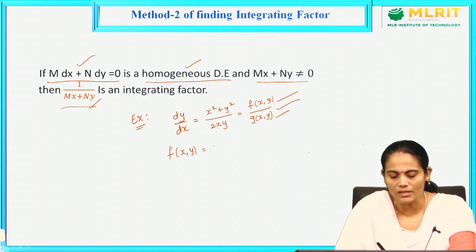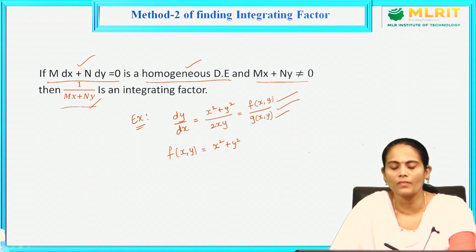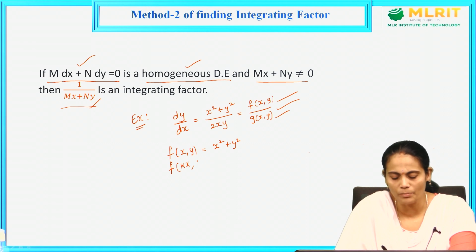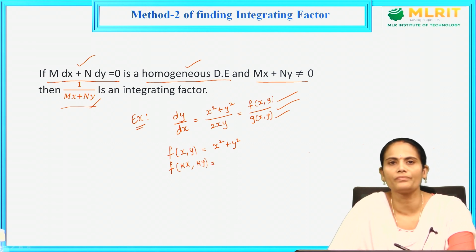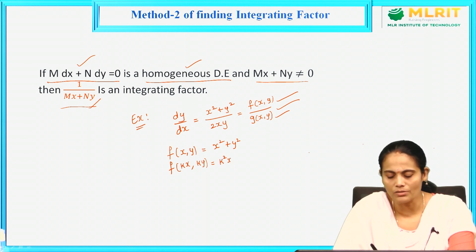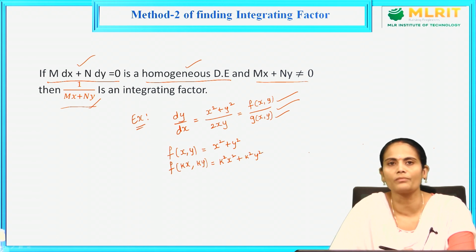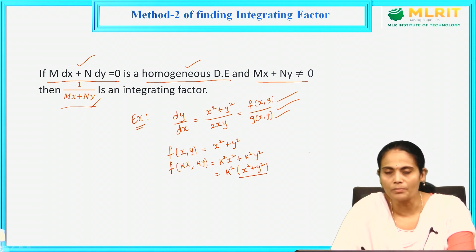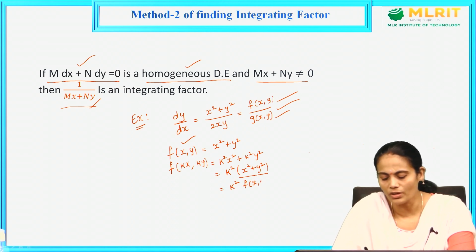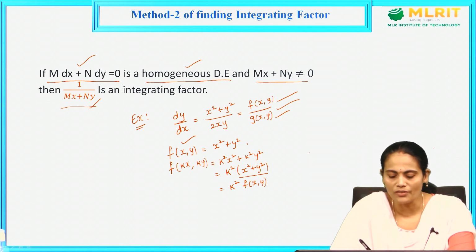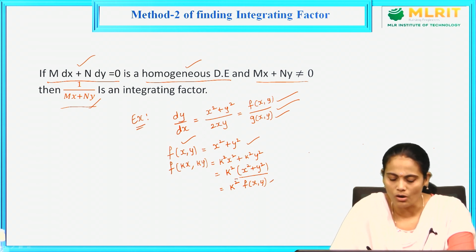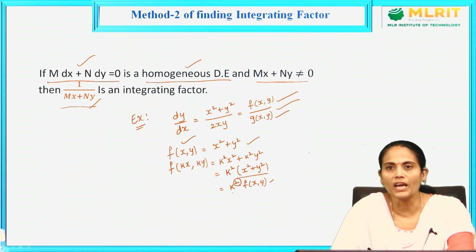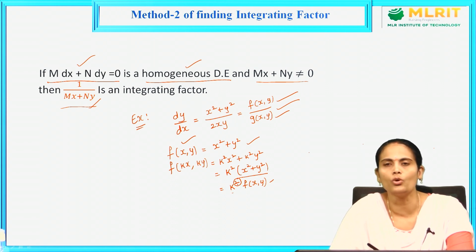So, f of x comma y is nothing but x square plus y square. Now, to verify the homogeneous function, we have to replace x by kx and y by ky. So, f of kx comma ky is equal to k square x square plus k square y square. Taking the common k square, we get x square plus y square, which is nothing but f of x comma y. So, this is equal to k square into f of x comma y. Now, we can say this function f of x comma y is a homogeneous function of degree 2. What is the power of k here? 2. So, this 2 is the degree of the homogeneous function.